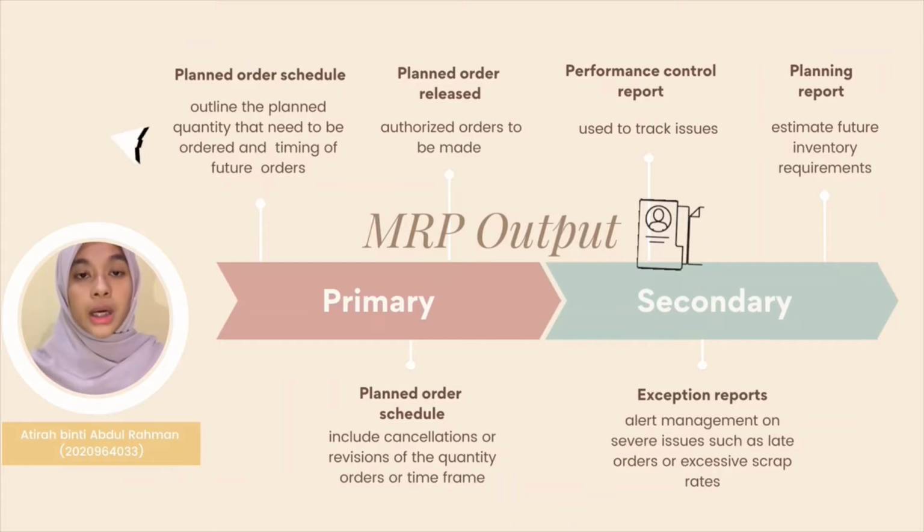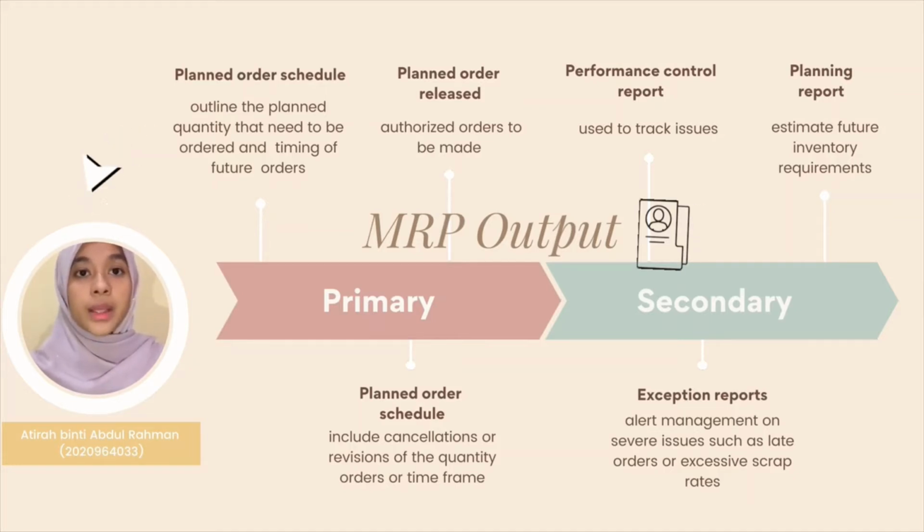Next, I will present the output of the MRP system. There are 3 primary reports and 3 secondary reports as the main output from MRP. The primary reports consist of the planned order schedule, which outlines the planned quantity of material that needs to be ordered and the timing of future material orders in order to meet the requirements of the production process.